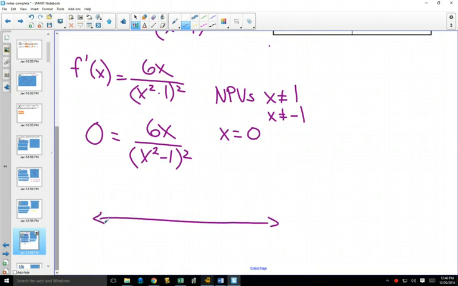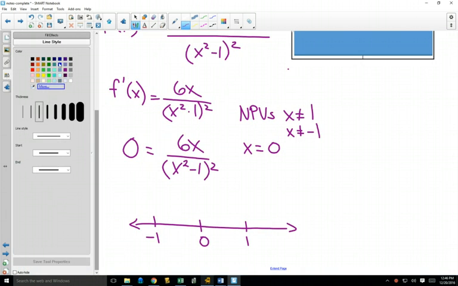So if I got you to do this by yourself, when you went to your number line, the only number you would have put on there is 0, because you hadn't learned about the non-permissible values part also being critical values. But your non-permissible values, negative 1 and 1, will also happen on your graphs. And now, when we plug things in, a couple of things to note.